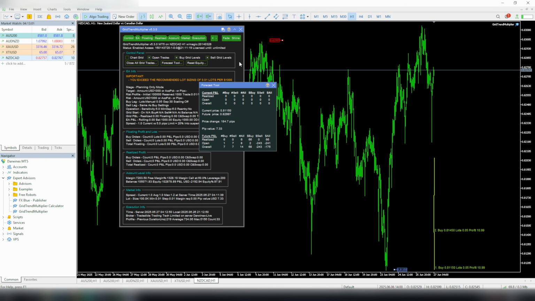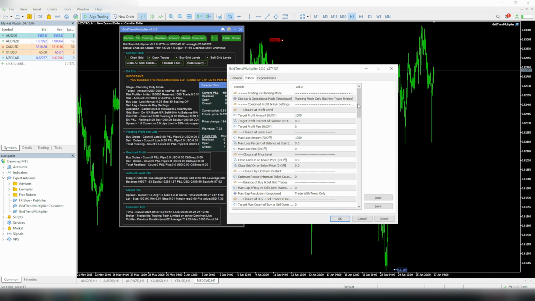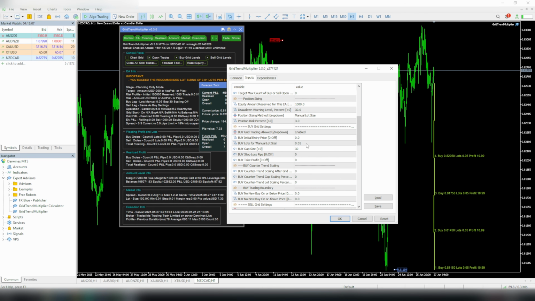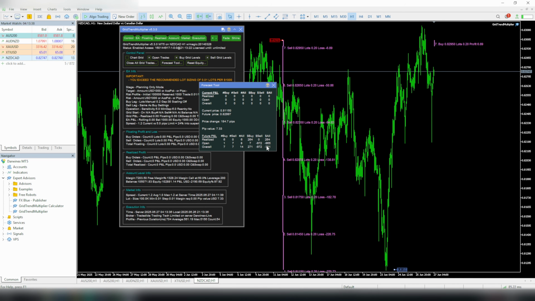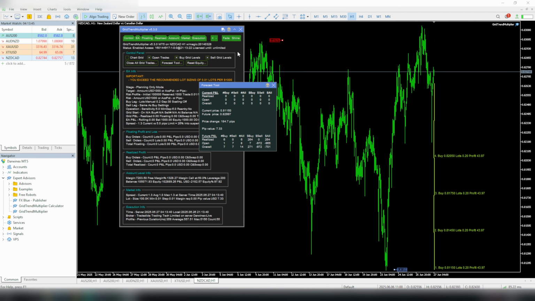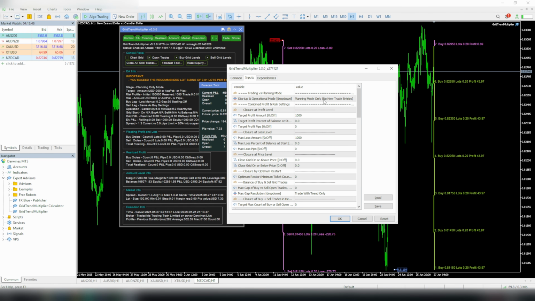So I'm going to hit F7, which will open up the inputs again, and I'm going to increase the lot size of 0.05 to, let's go with 0.2, which is a multiplication of 4 times. And wait for it to refresh. And this is perfect. Now I'm holding a loss of negative 965 for a 184 pip move. This is perfect. I am happy with those settings. So to activate the Expert Advisor, I just switch from planning mode over to grid trading mode and hit OK. That's all you have to do.